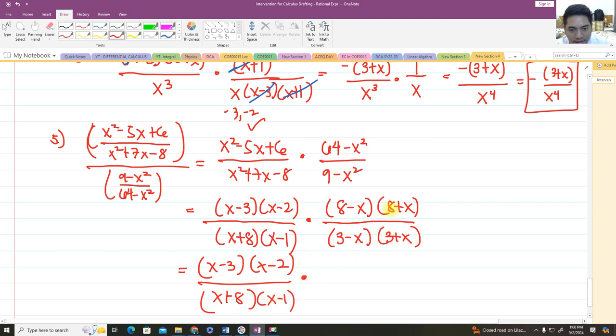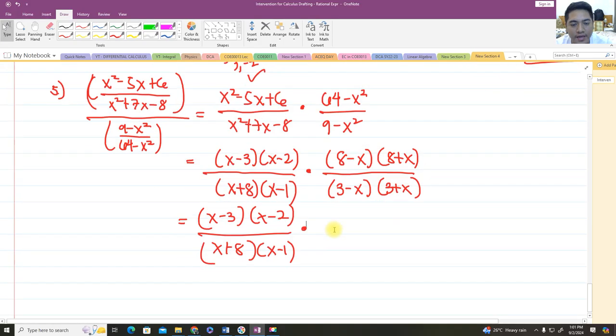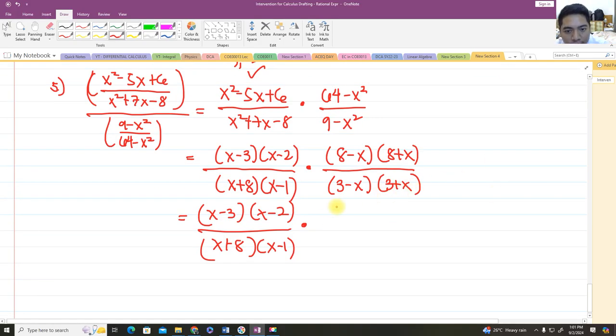So if I get the negative sign here, that would be negative, you have x plus 8, then you have 8 plus x. So if you get the negative, that would be negative x minus 8.